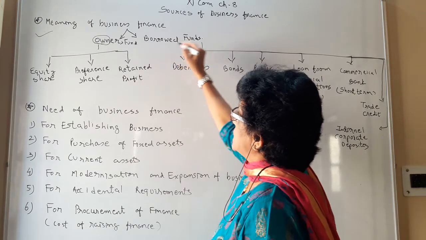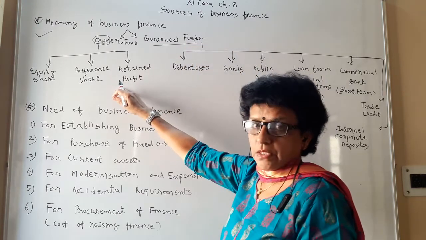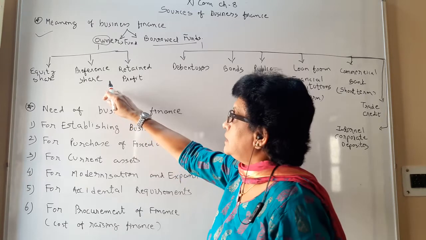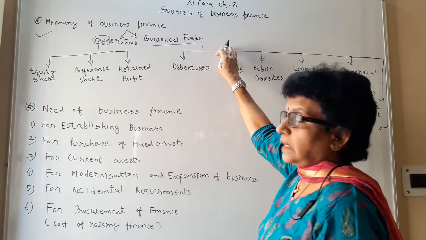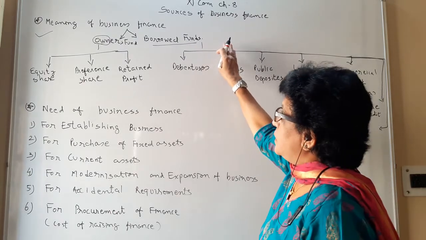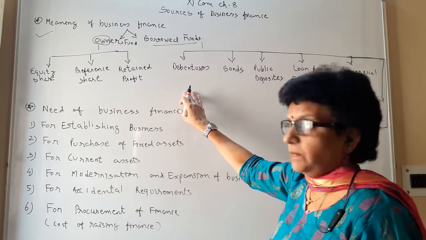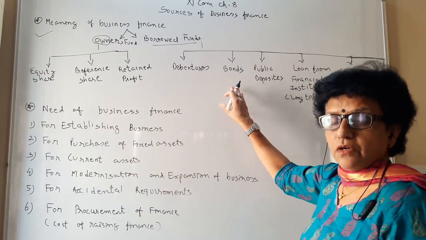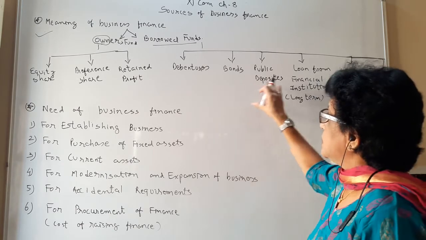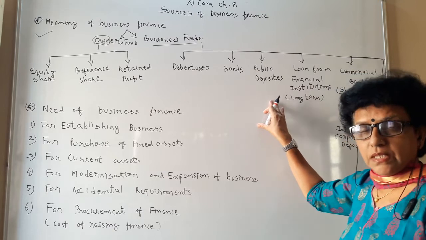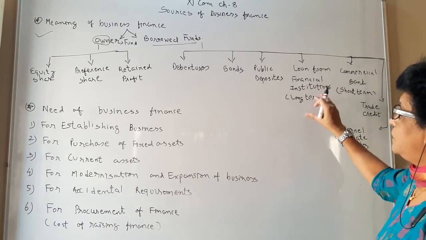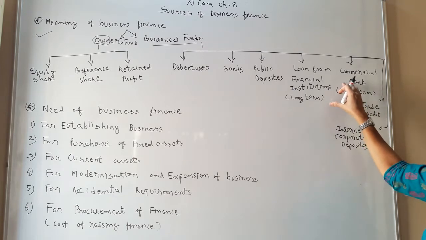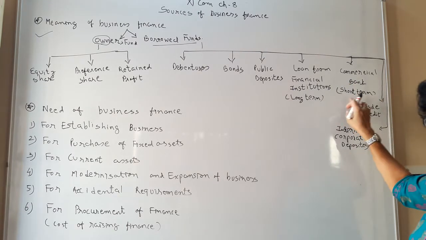Next are the borrowed funds. When the owner's funds are not sufficient, we have learned that there is an authorized capital limit. You cannot issue shares more than that authorized capital. So when you need more funds, you have to open another window, that is, borrowed funds. Borrowed funds can be collected in the form of debentures. We will learn the meaning of all these later on. Then bonds, which the government and the public sector normally issue. Public deposits, where you get money from the public in general in the form of a deposit. You get loans from financial institutions for long-term purposes. You also utilize commercial banks as the best source of finance for short-term requirements.